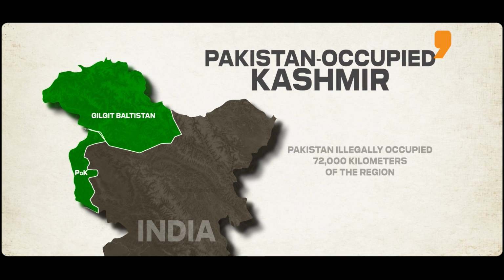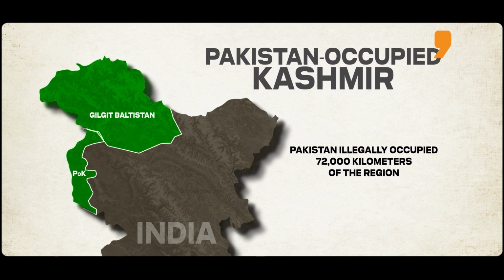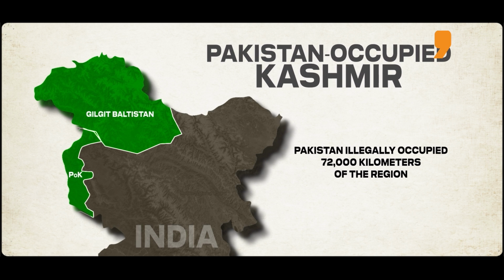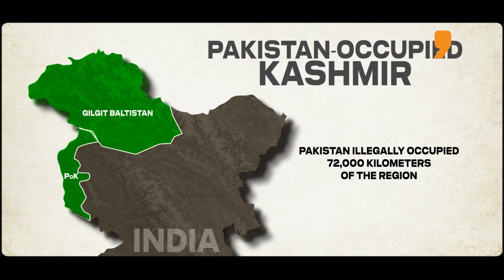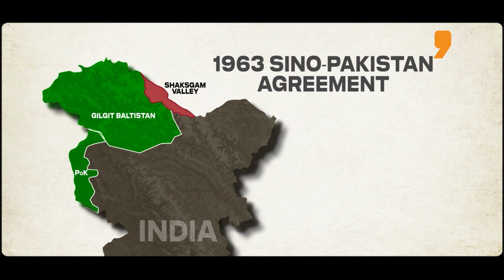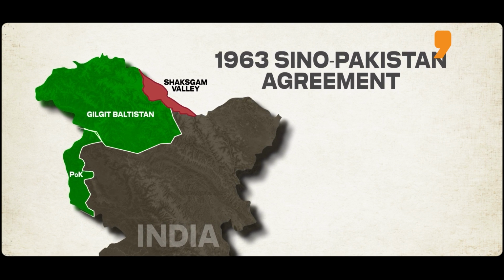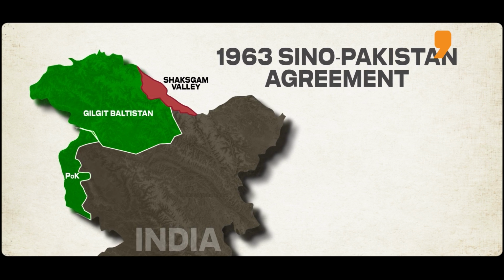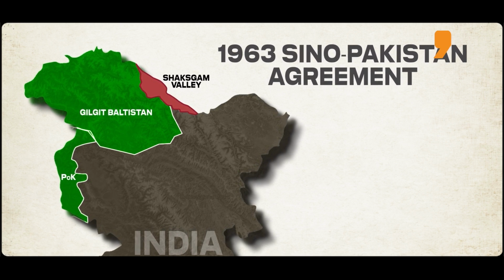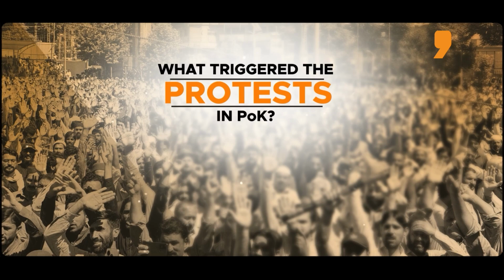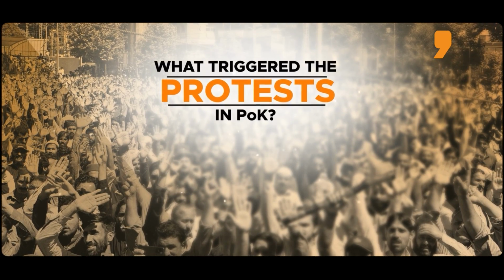Today, Pakistan illegally occupies 72,000 kilometers of the region. This includes 2 administrative units, Gilgit-Baltistan and Pakistan-occupied Kashmir. Gilgit-Baltistan is roughly the size of Assam. Pakistan-occupied Kashmir, on the other hand, is roughly the size of Tripura. Additionally, a part of the Pakistan-occupied Kashmir is held by China after Islamabad ceded the Shaksgam Valley as part of the 1963 Sino-Pakistan Agreement. What triggered the protests in Pakistan-occupied Kashmir?